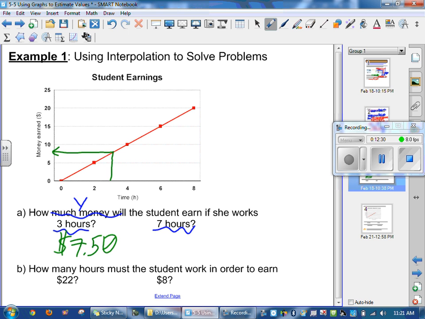Now, the next one, 7 hours. Is 7 hours within my graph boundaries? Yes, it is. So you find the 7, go up again, and go left. So what would 7 hours be around? Sure, $17.50 works nice.